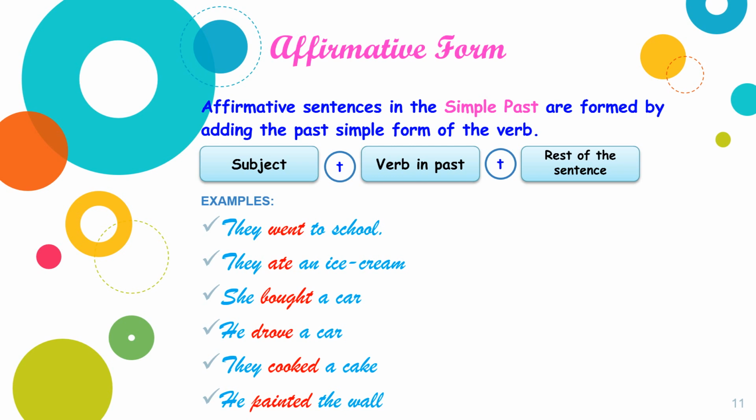They ate an ice cream. Ate is the past of eat. She bought a car. Bought is the past of buy. He drove a car. Drove is the past of drive. They cooked a cake. Cooked is the past of cook. He painted the wall. Painted is the past of paint. And in this kind of sentences, we only need the subject and the verb in past.